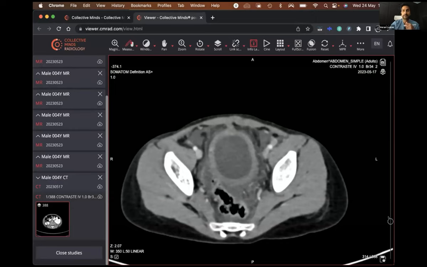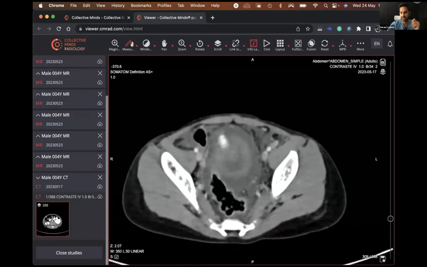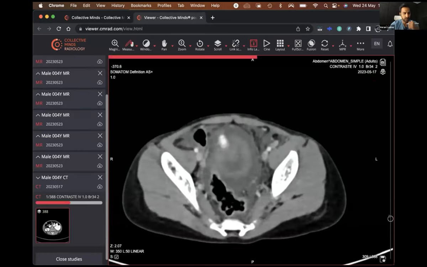You know, with the last case, you had a perforation, you had a collection, and then you had the ileus as well and a whole lot of fluid. But this one, you don't have any of that. So it is slightly unusual in terms of the way it looks.